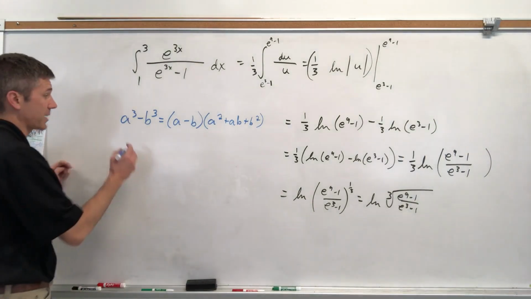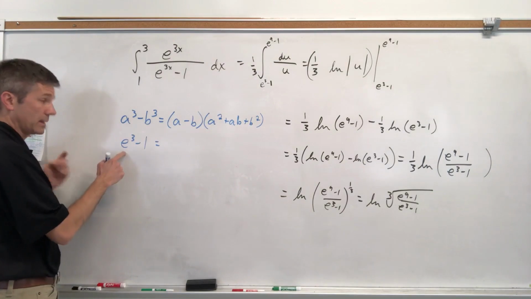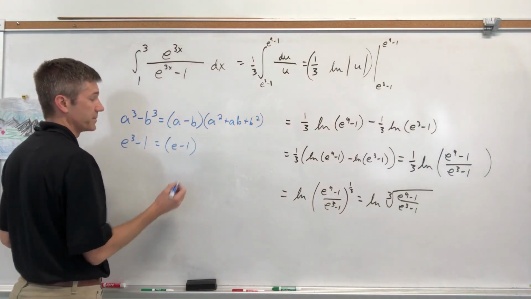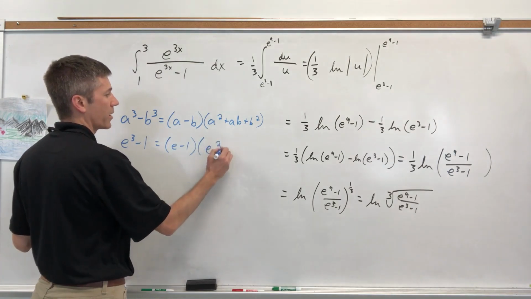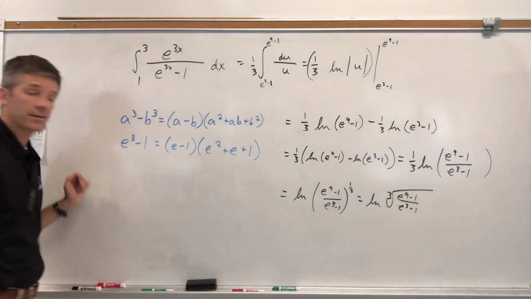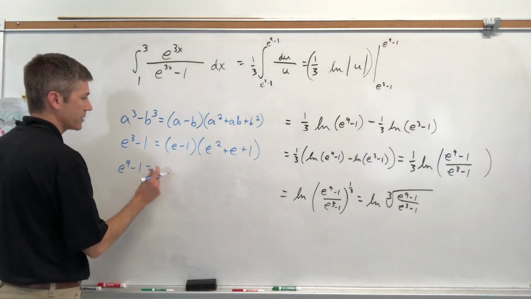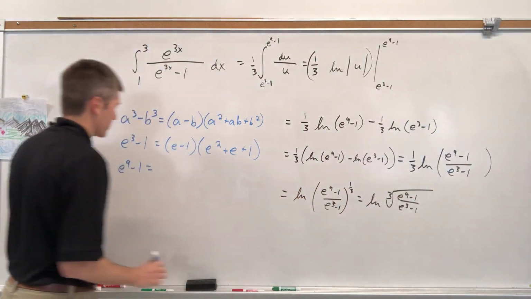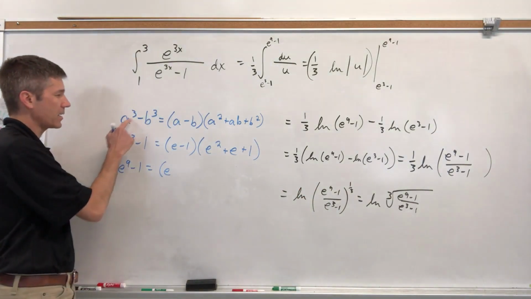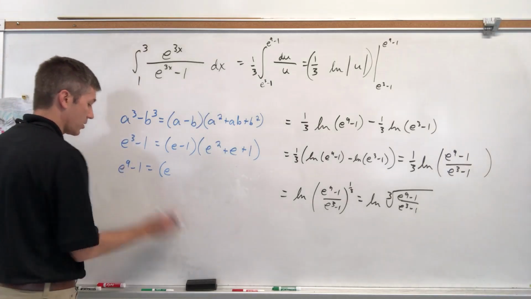So following that same idea, if I had e to the third minus 1, then a would be e and b would be 1. So I would have e minus 1, and then e squared plus e times 1 plus 1 squared. Okay, so there's that. And then if I had e to the ninth minus 1, this is kind of a side, it's going to get me where I'm going with this one. I would have, let's see, a cubed is really e to the ninth, which would make it e cubed.